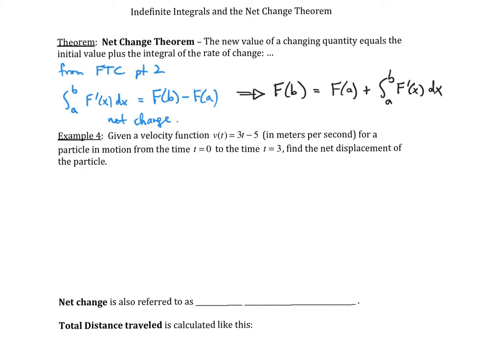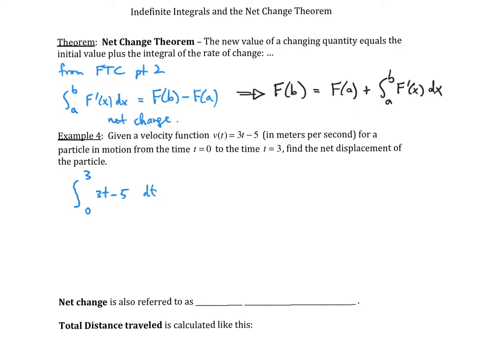In example 4, it says, given a velocity function v of t equal to 3t minus 5, measured in meters per second, for some particle in motion from the time t equals 0 to the time t equals 3, find the net displacement of this particle. According to the theorem, all we need to do to find the net displacement is integrate our velocity function, which is a rate of change. So that velocity function is 3t minus 5 dt, and we want to integrate that from 0 to 3.